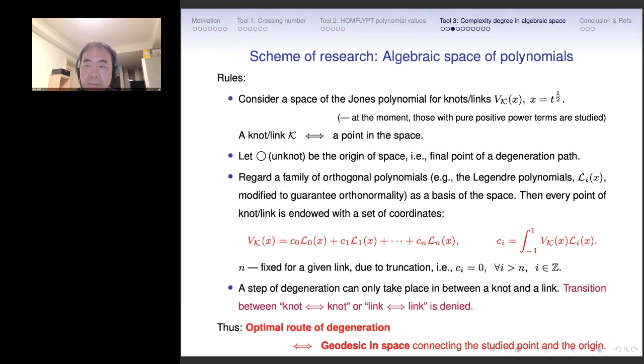What determines N exactly? This N. N is decided by the leading power of the Jones polynomial. Oh. Yeah. How about the higher terms? No higher terms. There is a truncation here. There's a truncation here. Yeah. That is determined by a theorem from linear algebra. Okay.